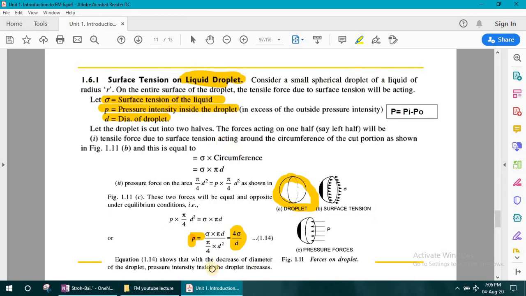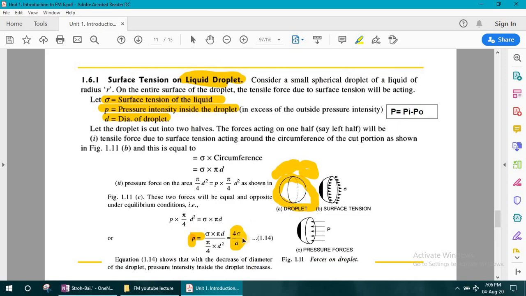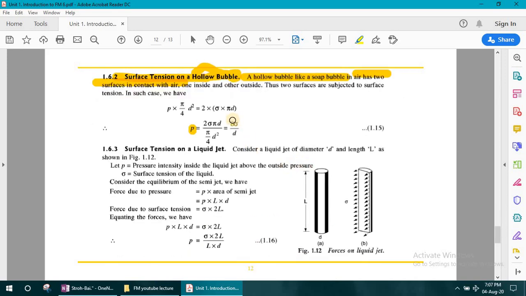So what was the formula here? For a liquid droplet it is 4 sigma by D, but it is only covered from outside by air. But in case of a hollow bubble, air is inside as well as outside. So just take a double value, that is, here we are using 4 sigma by D, and we multiply by 2. The answer will be 8 sigma by D.